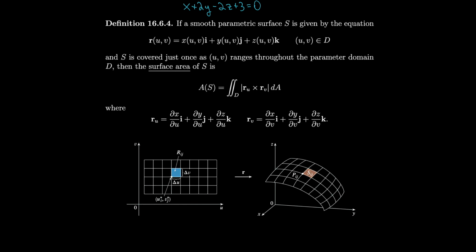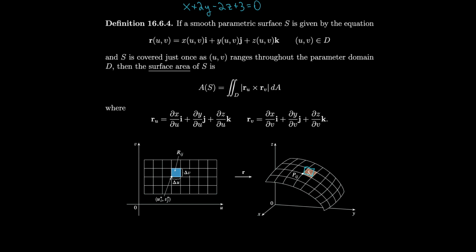Next, if a smooth parametric surface S is given by the equation r of u,v equals x of u,v i plus y of u,v j plus z of u,v k for u,v in D, and S is covered just once as u,v ranges throughout the parameter domain, then the surface area of S is the double integral of the length of the cross product. Remember that the magnitude of the cross product is the area of the parallelogram. So you can imagine that the parallelogram that sits tangent to this thing has some sort of area. We stack up all of those areas and we get the surface area of the surface, exactly like you'd expect.